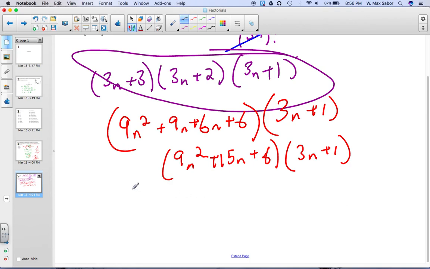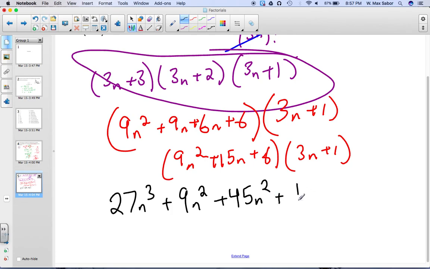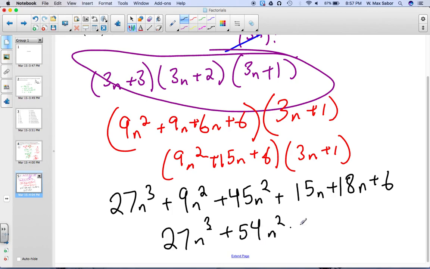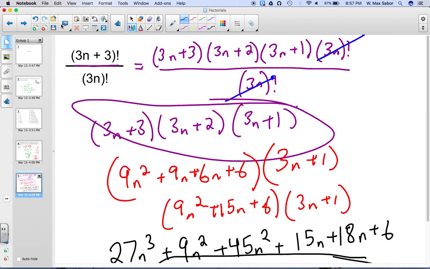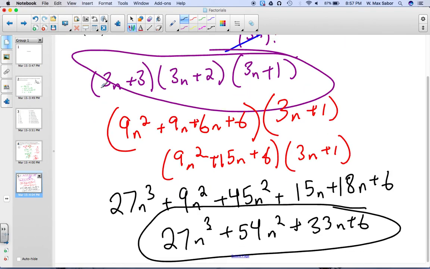This gives us a nice, neat cubic answer. So 27n cubed plus 9n squared plus 45n squared plus 15n plus 18n plus 6. So 27n cubed plus 54n squared plus 33n plus 6. And that is how we can divide 3n plus 3 factorial divided by 3n factorial.